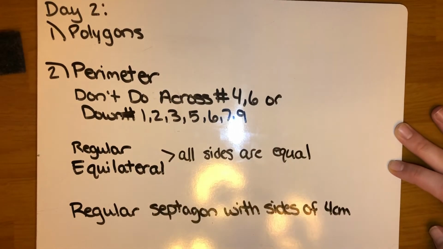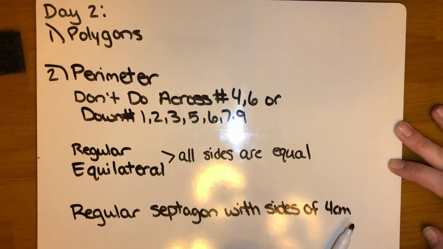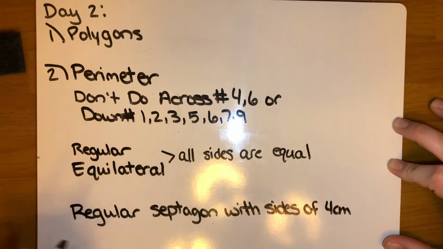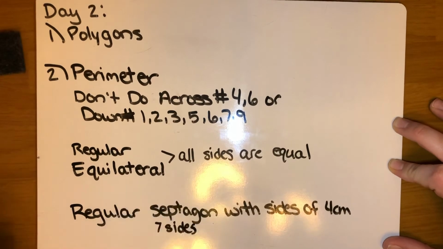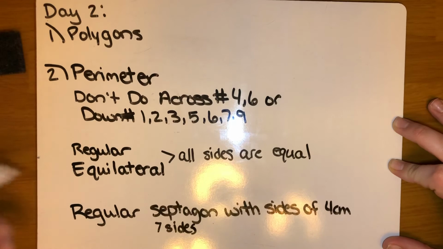So here's an example for you. If it says a regular septagon with sides of 4 centimeters, then what you need to do is first figure out how many sides a septagon has. And you'll either come across this in the other side of the worksheet or you can look it up. And a septagon has 7 sides. So this is a 7-sided figure. It is regular, so that means that all of its 7 sides are exactly the same. And then I know that its sides are 4 centimeters.